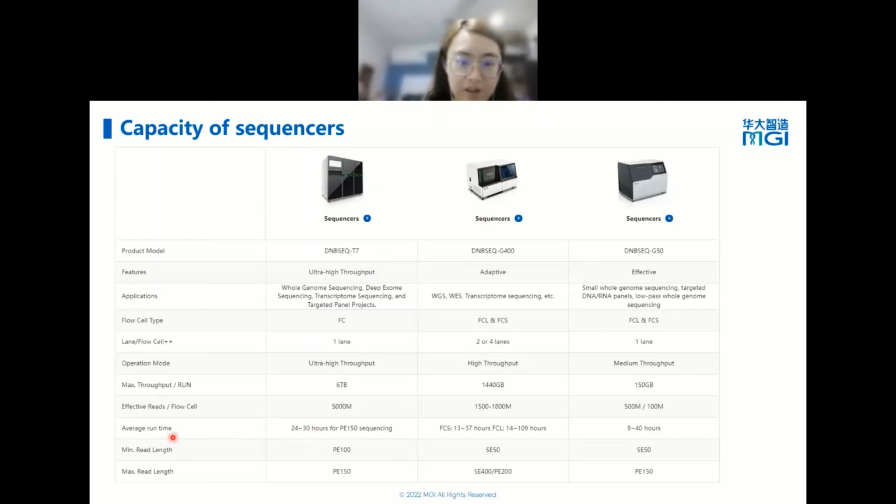And the average running time is slightly faster compared to the other platforms, and we do support a wide range of read lengths from SE50 to PE200. And this year we are actually launching the PE300 kit for the G400 sequencer.